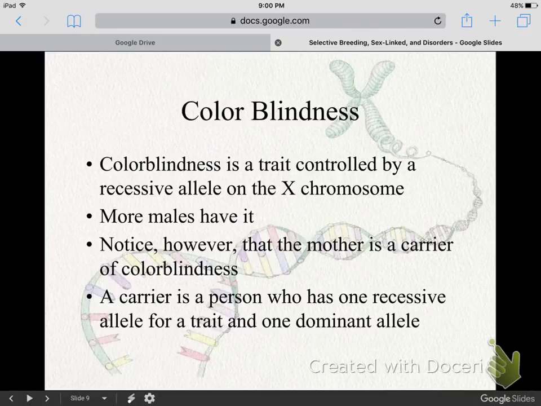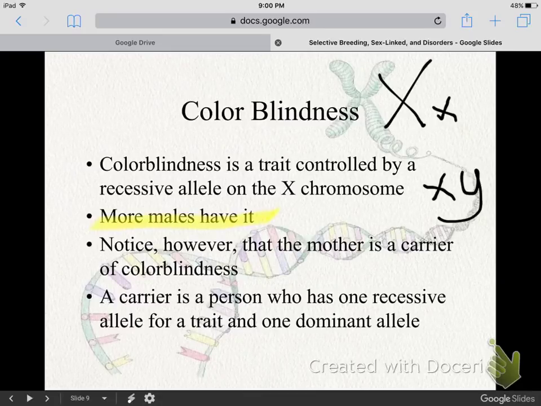So specifically, color blindness is a trait that's controlled by a recessive allele that's carried on the X chromosome. Now, because it's recessive and on the X chromosome, females can have a capital X to counteract it, so they're less likely to get it. However, if that gets sent to a male, they don't have that X, they have a Y, so more males are likely to have red-green color blindness, okay?